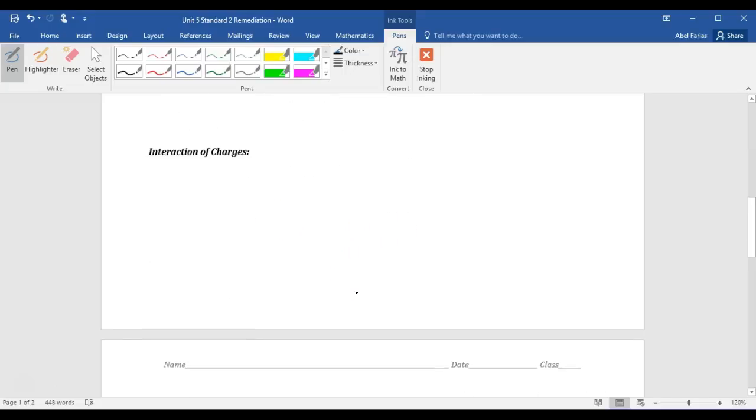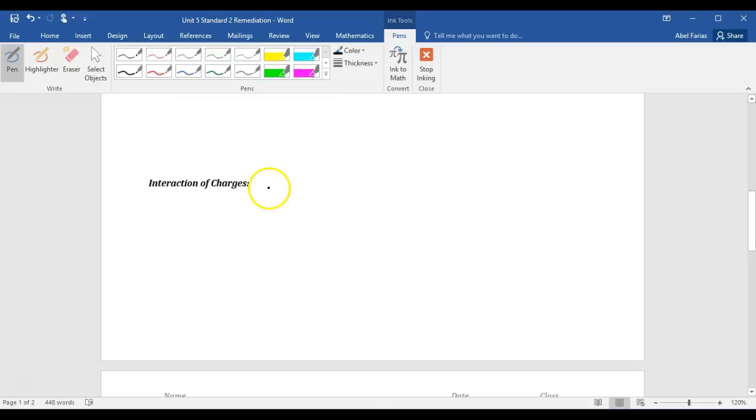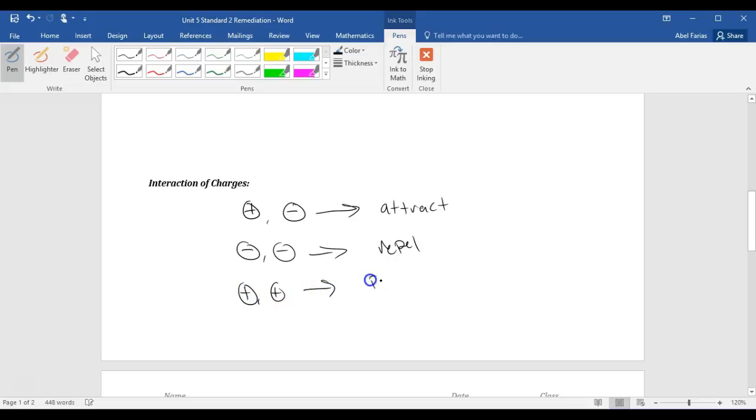Good. Now, how do these charges interact? Now we saw this, right? In the simulation, you saw that a positive sweater and a negative balloon are going to attract. And that's just it. So if you have a positive sweater and a negative balloon, those are going to attract. If you have a negative and a negative, those are going to repel. Now let's say we have a positive and a positive. These will also repel.